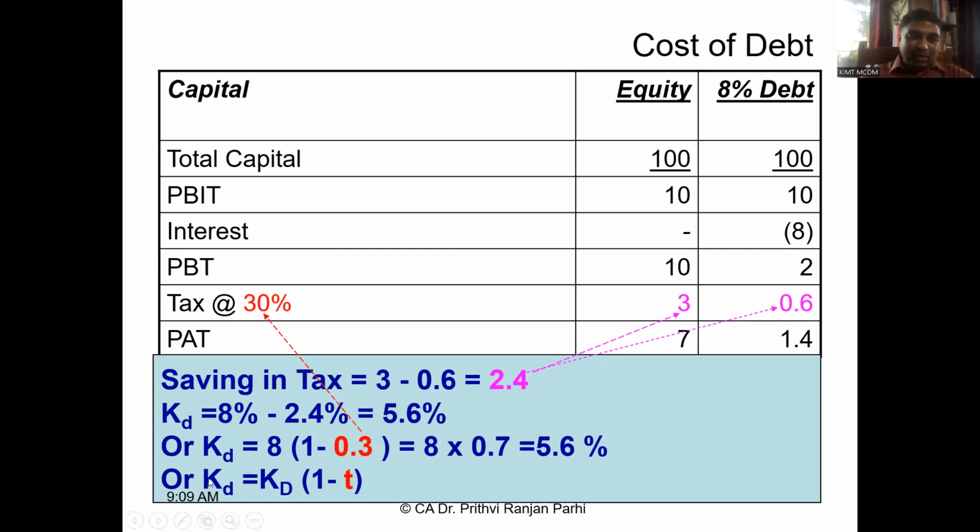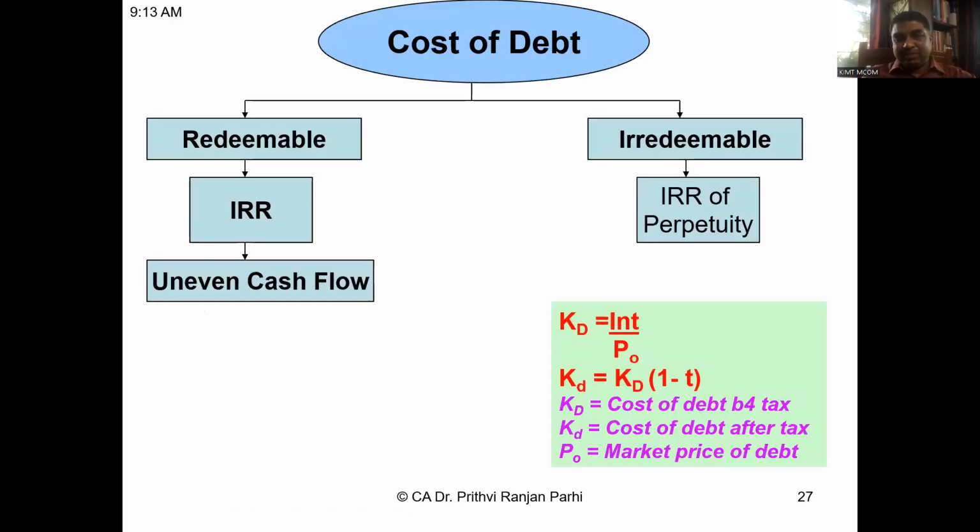If you look at the formula here, you see Kd, small d. K small d refers to post-tax cost of debt, which is equal to pre-tax cost of debt, that is K capital D, into 1 minus T. T is the tax rate. In this example, it is assumed that tax rate is 30%. Hope you have understood this.